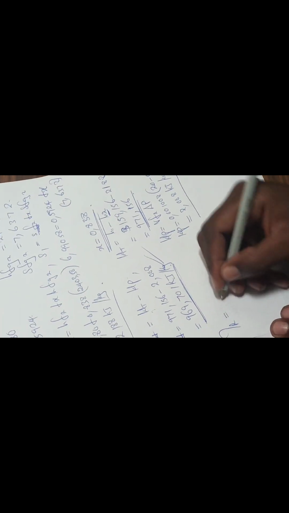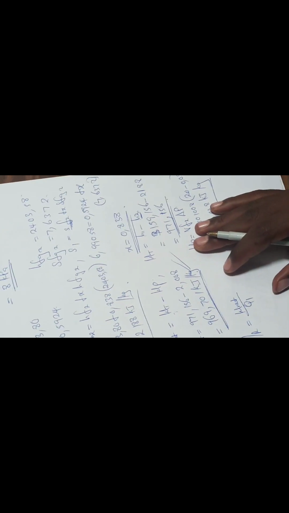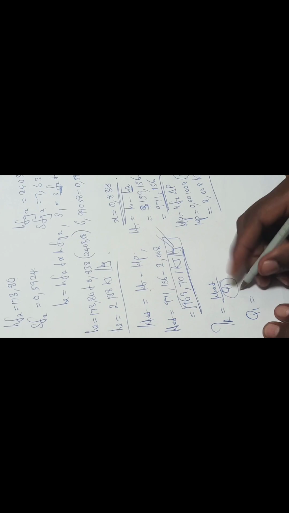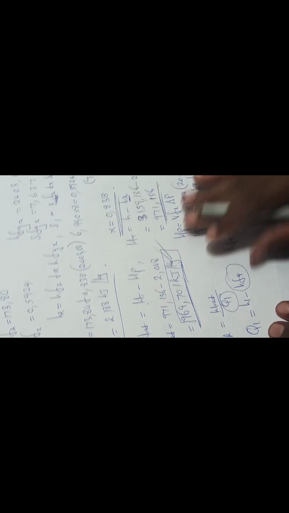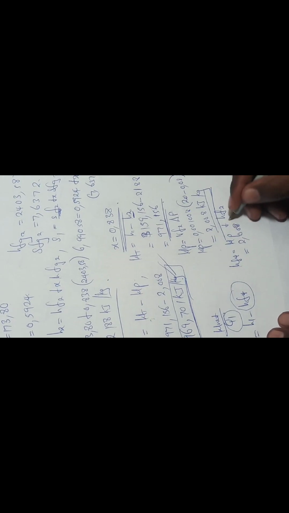So if the question says the cycle efficiency, the formula for cycle efficiency is work net over Q1, and we know that work net we are already having, because our work net is this one, so we just need to find the Q1. So what is the formula for Q1? The formula for Q1 is H1 subtract HF4, and then we need to find the value of HF4. So the value of HF4 is equal to pump work plus HF2. So we are going to say our pump work is this one, 2.008 plus HF2.